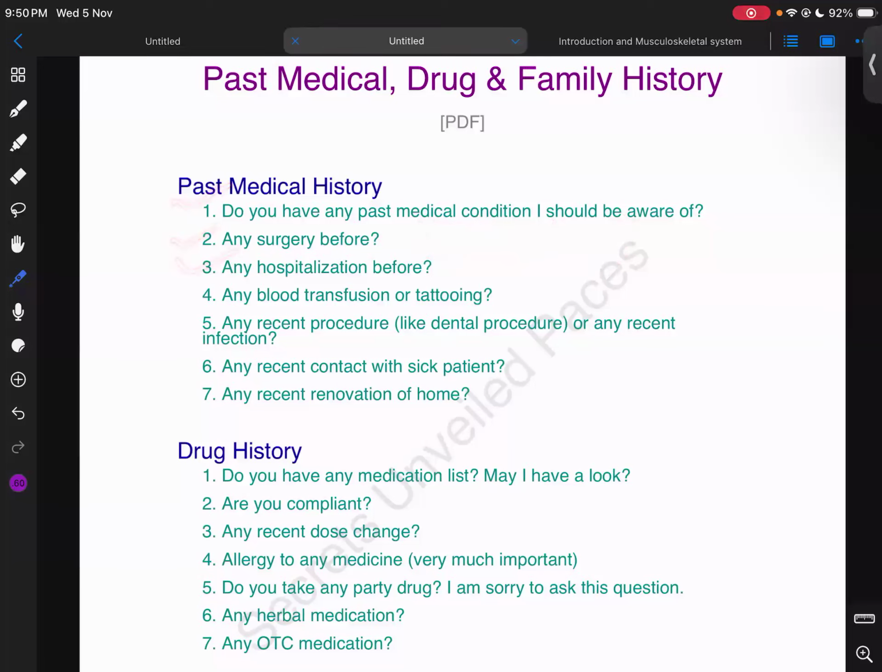So for the active PETS participants, I will provide this PDF to each candidate, and I will suggest everyone to memorize these 7 questions because these are very important questions, and you will automatically get to the diagnosis from the past medical history. Like any blood transfusion, any recent procedure like dental procedure, any recent infection, I will give you real-life examples why these questions are very important. Any recent contact with sick patient, any recent travel abroad.